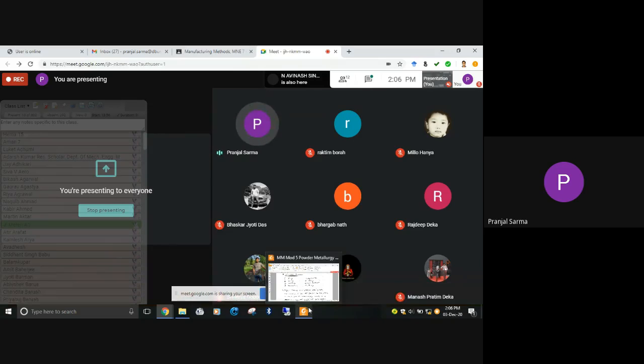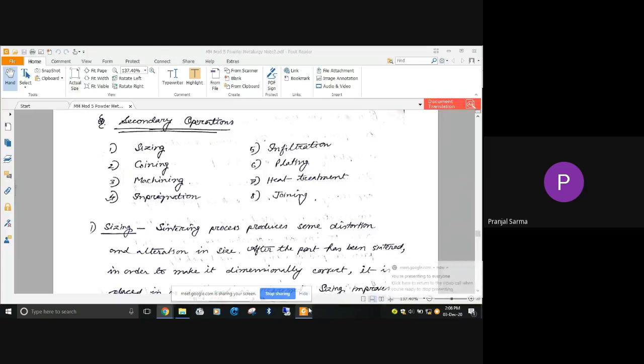Or otherwise, as the team has already given us the go-ahead signal, we'll start and complete this module about powder metallurgy. We are left with only the very last topic. We have already started this secondary operation in one of the classes. So today, whatever is remaining, we'll discuss, and this will be the end of this module.